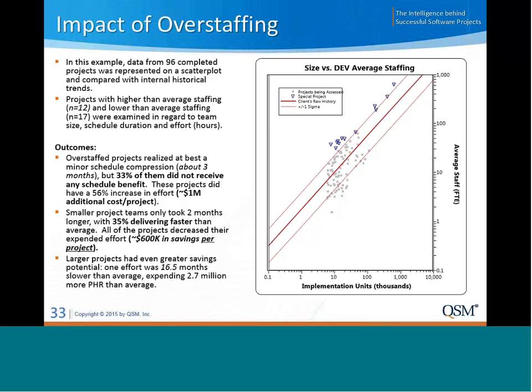We also discovered here that projects that use smaller teams, some of them were actually able to deliver faster than average. It may not seem intuitive, but sometimes overstaffing actually causes projects to take longer because you have more people touching the design and the code. So we can do this type of analysis for a whole portfolio and help save a lot of money.